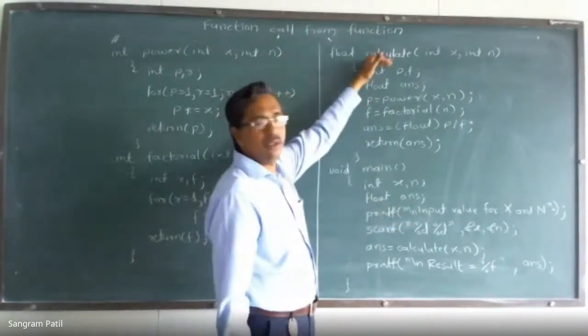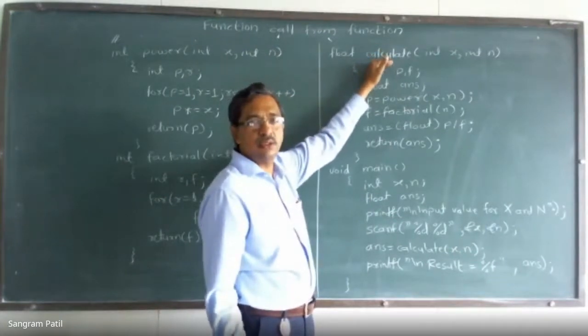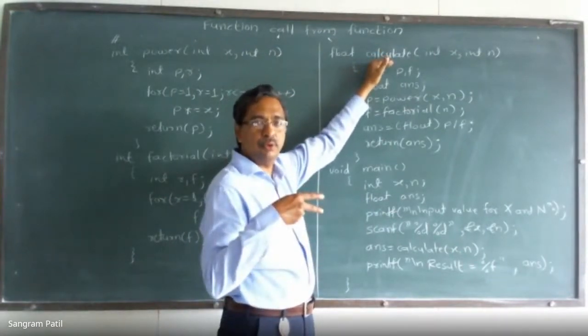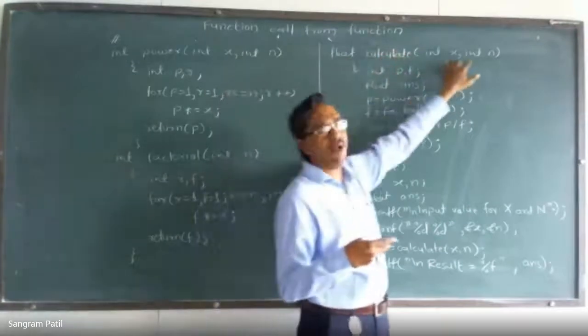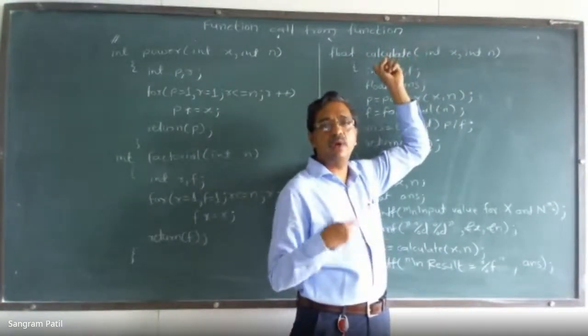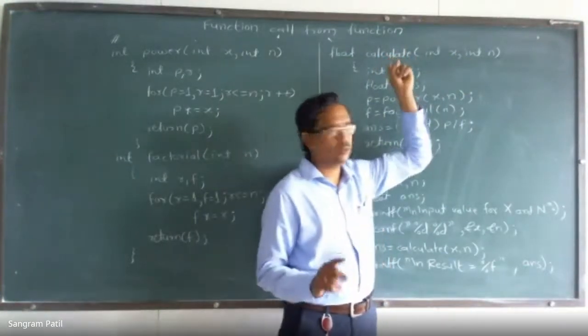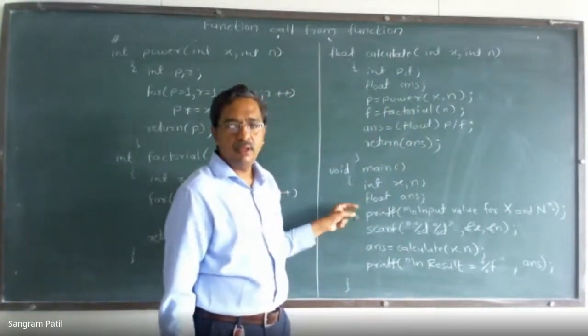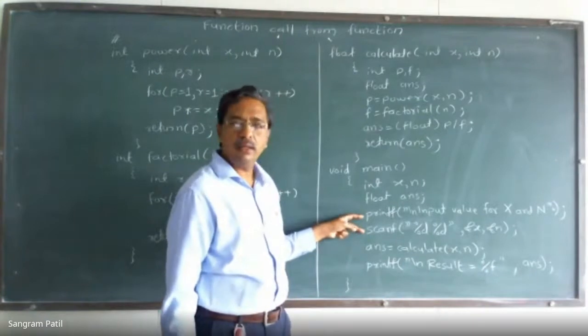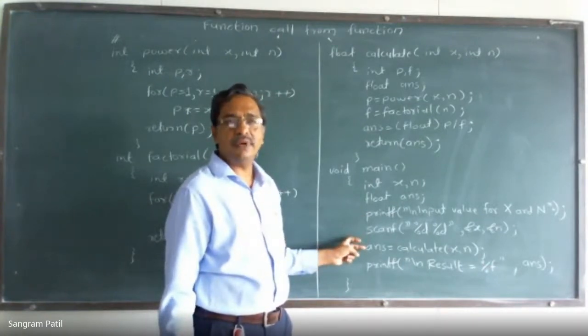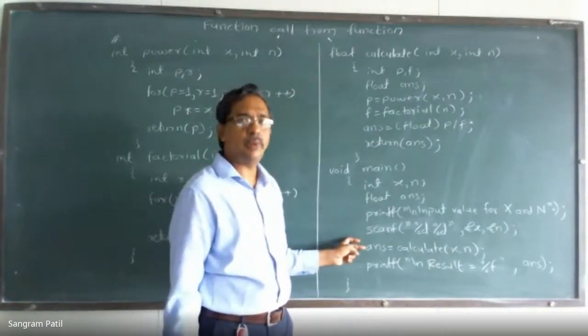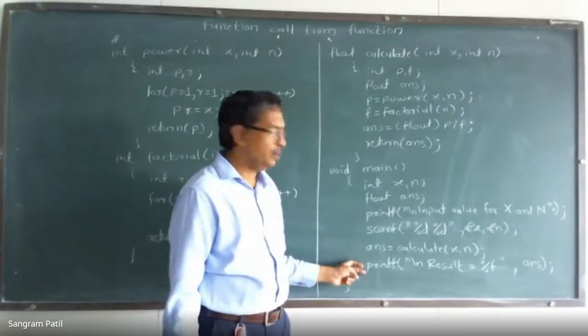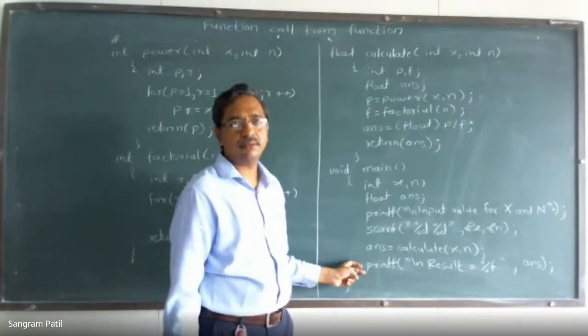So your function is receiving two values, both of type integer, and it is returning one value of type float. So in the main program, we are reading the value of x and n, then we are calling the function to calculate x raised to n divided by n factorial, and then we are printing the result.